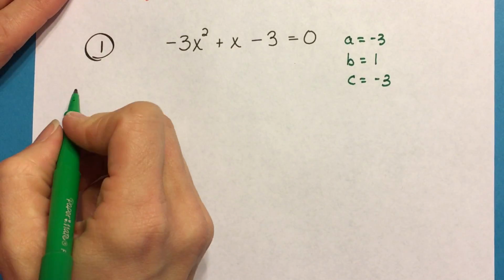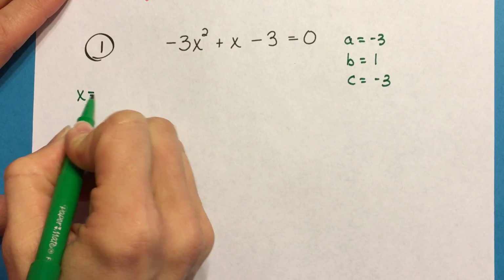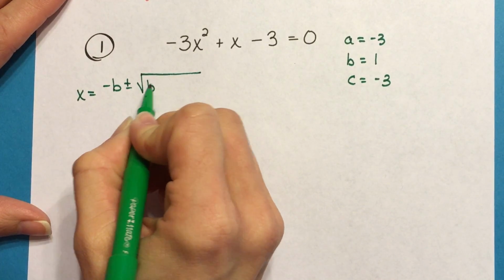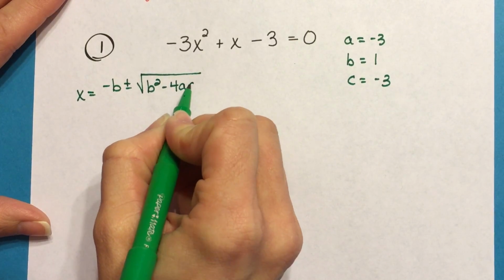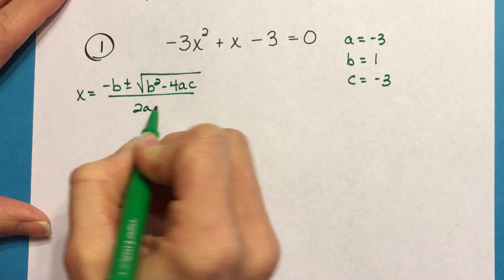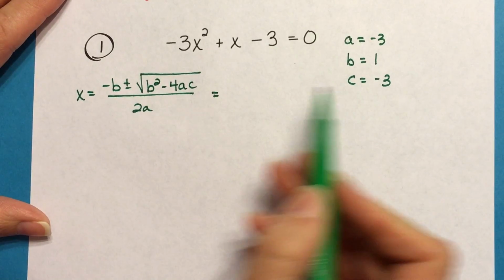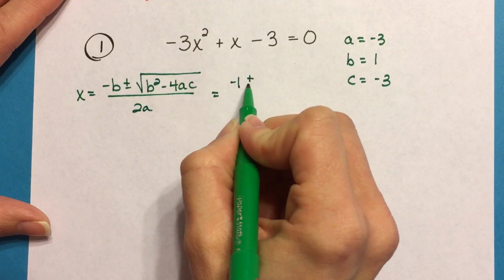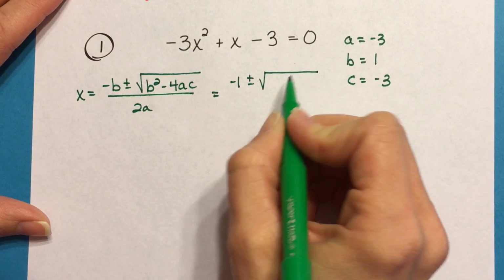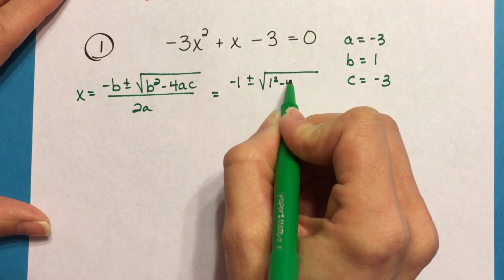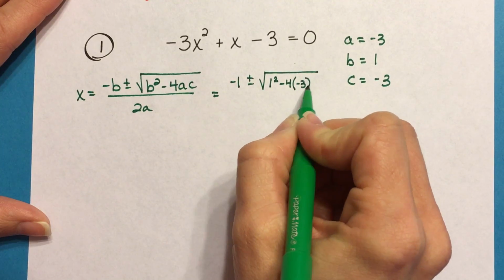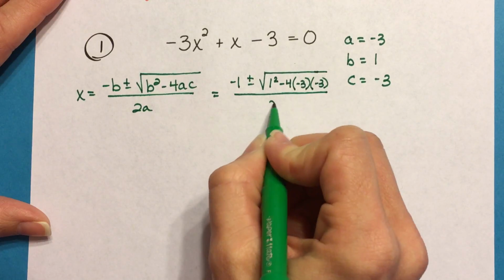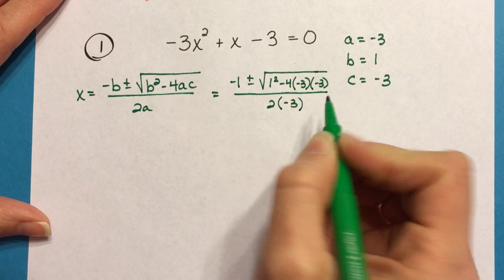Okay, now I'm going to rewrite our quadratic formula, so you'll need to have this back in your notes to refer to. Okay, now substituting these values in, I would have -1 plus or minus the square root of 1 squared minus 4 times -3 times -3, and that's divided by 2 times -3.